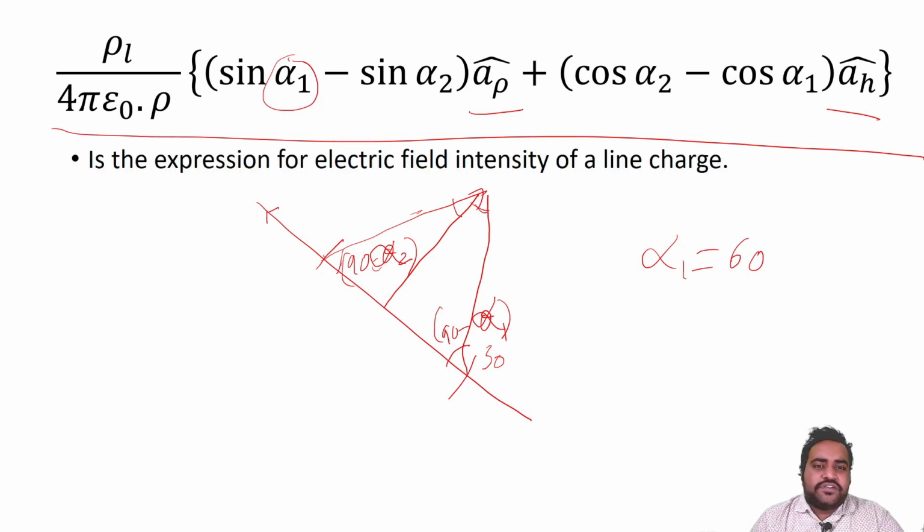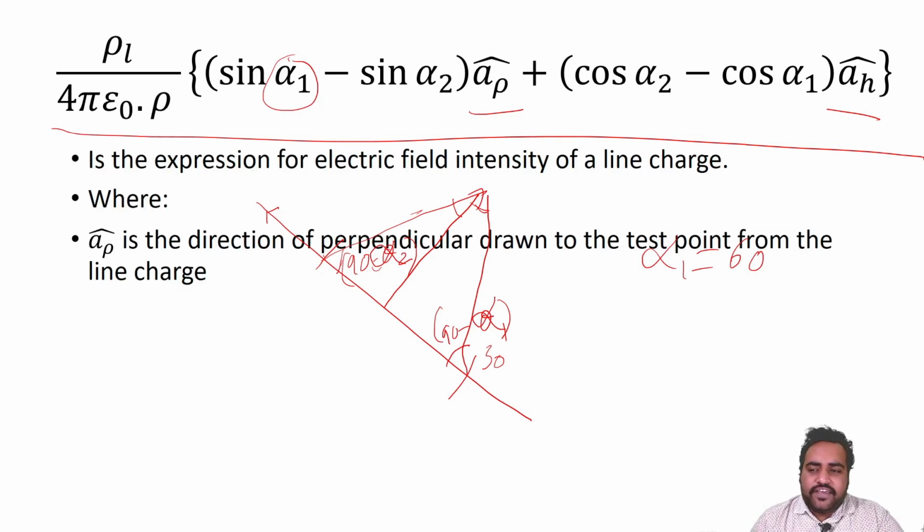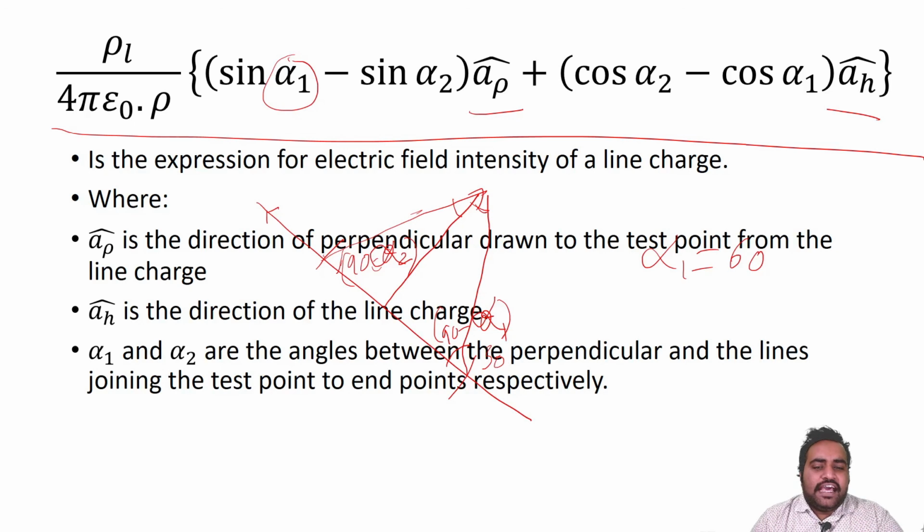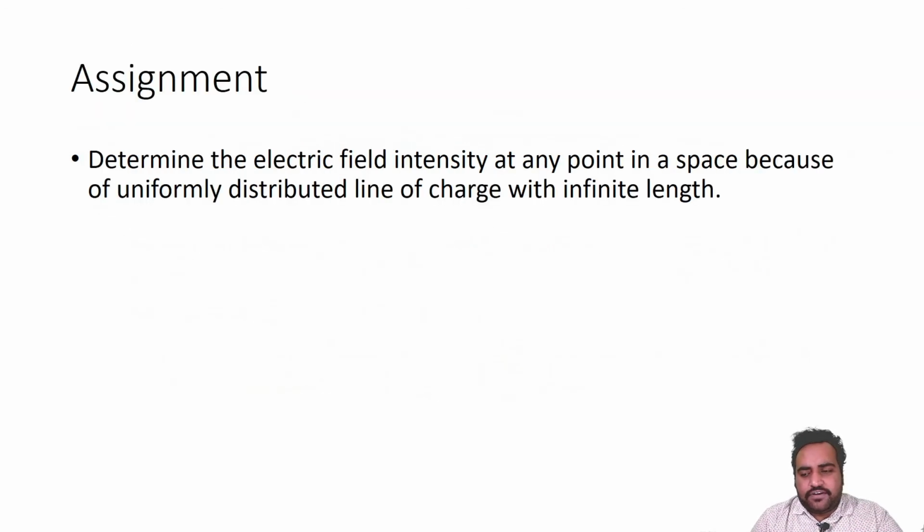It is the expression of electric field intensity of a line charge, where a rho cap is the direction perpendicular to the test point from the line charge, and a h cap is the direction of the line charge. And alpha 1 and alpha 2 are the angles between the perpendiculars to the end points. Or otherwise, as I have already mentioned, you may measure them with the line, but then subtract that angle from 90 to get alpha 1 and alpha 2.